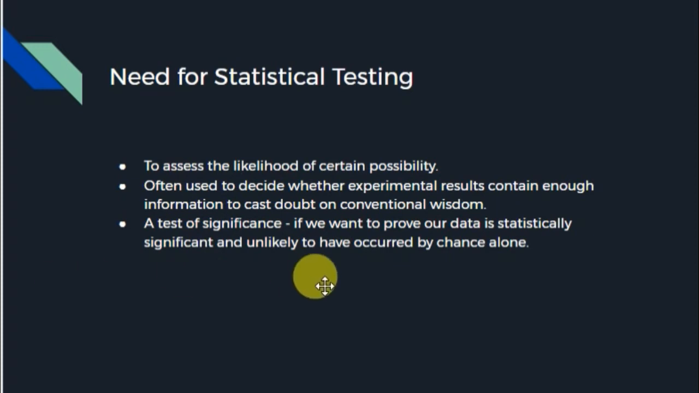Next, when we discuss the need for statistical testing, it is called a test of significance. If we want to prove our data is statistically significant, and when we are sure of the fact that it is unlikely to have occurred by chance or luck, then we choose statistical testing. And the primary need is to assess the likelihood of a certain possibility from the sampling distribution.